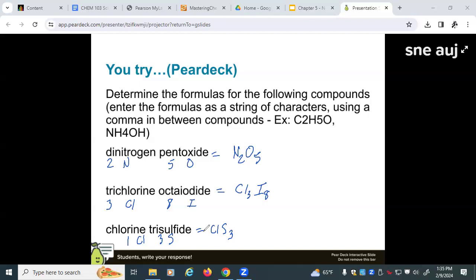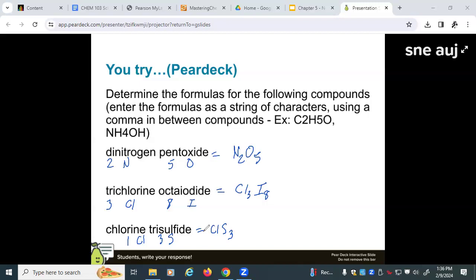Would it be incorrect to say Cl1S3? No, it wouldn't. In fact, in your homework, it's going to require you to put 1s in for some of the answers, just so that it recognizes that you got the formula correct. So just be aware of that when you're doing some of those ones where it asks you for a string of numbers connected by commas. If the number is 1, make sure that you put in a 1 for those and you don't just leave it blank.